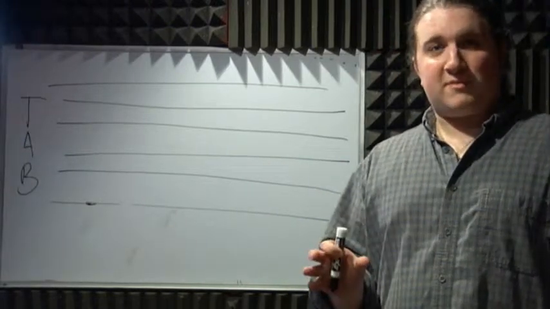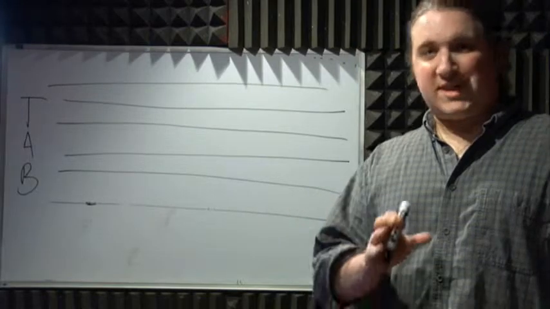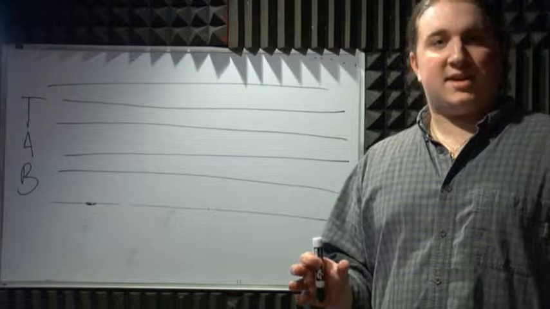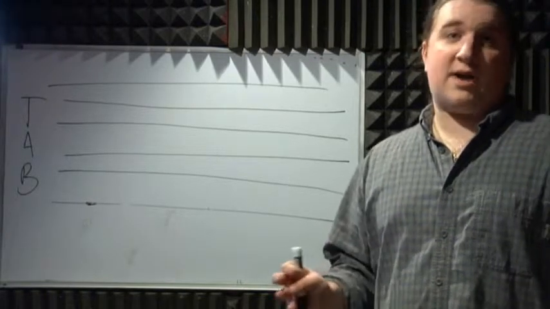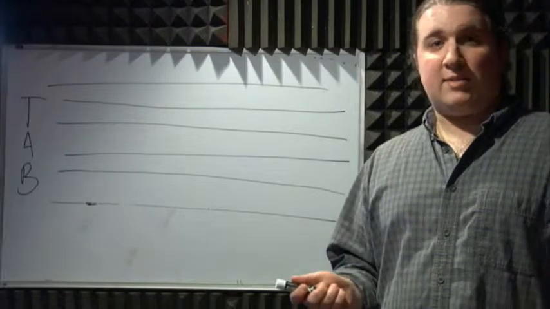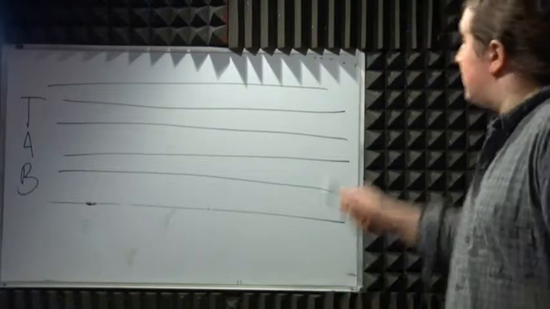Tab is a great form for reading. It just uses numbers, and almost anybody, after just a quick little couple-minute primer, can understand how to follow tab, and you'll be rocking out in no time. So let's get right down to it. On standard tablature, you have 6 lines.